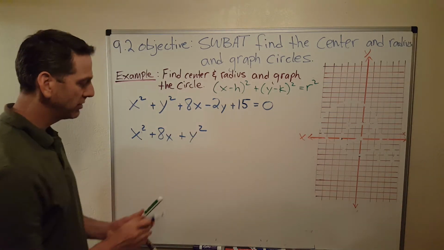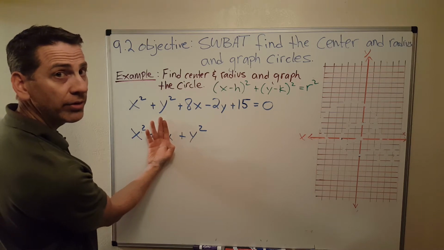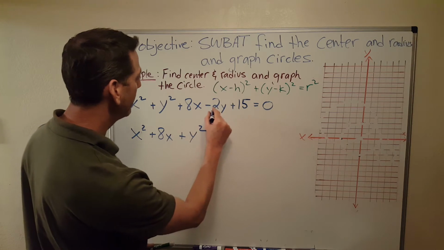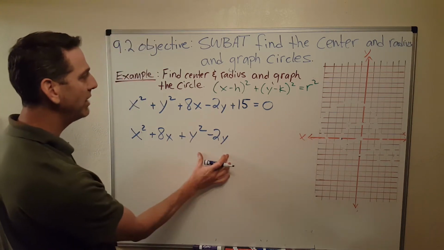By the way, if it just looked like that, x squared plus y squared, that is a circle right at the origin, right? But then we got these other guys in here. We got this minus 2y. So I got my x's together and my y's together.